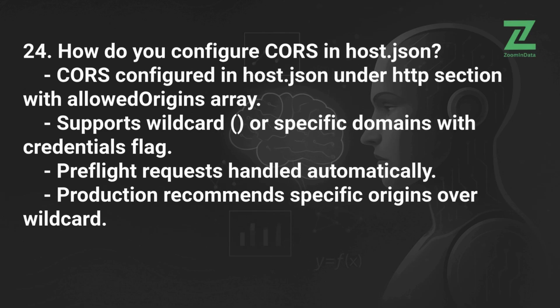24. How do you configure CORS in host.json? CORS is configured in host.json under the http section with allowed origins array. Supports wildcard or specific domains with credentials flag. Preflight requests handled automatically. Production recommends specific origins over wildcard.